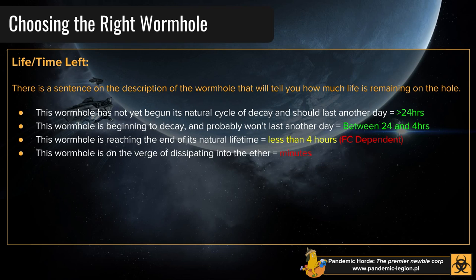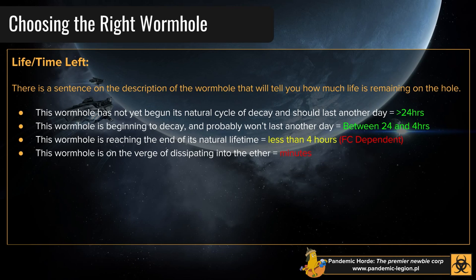Most of the ones that we get, the N432, the S199, those ones that I was talking about, those are 16-hour hulls. So typically what you're going to see is the wormhole is beginning to decay and probably won't last another day, meaning that it has between 4 and 24 hours left on it. Or you're going to see the wormhole is reaching the end of its natural lifetime, meaning that it has less than 4 hours on it.